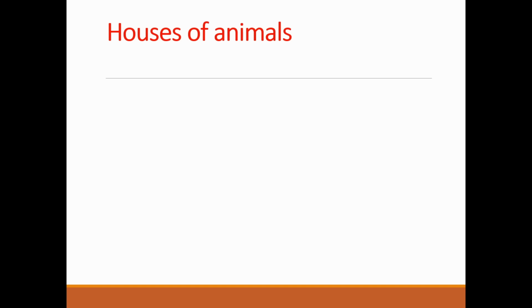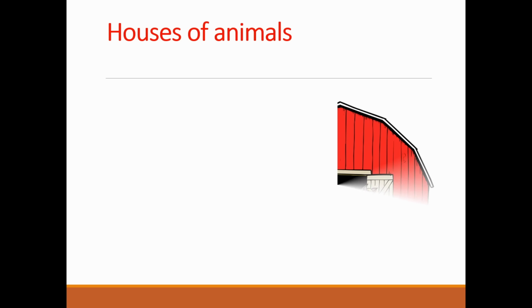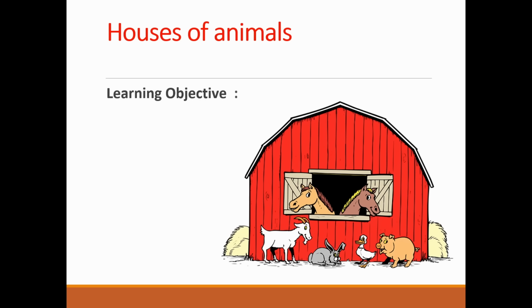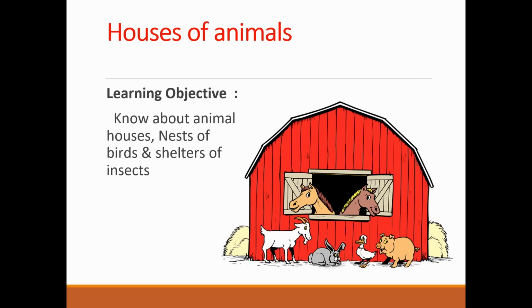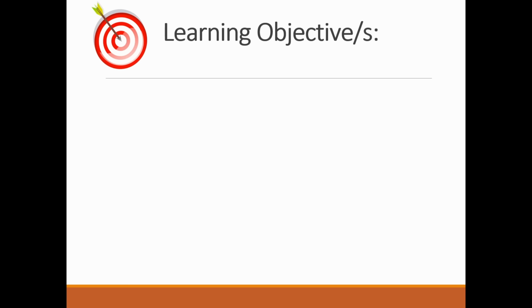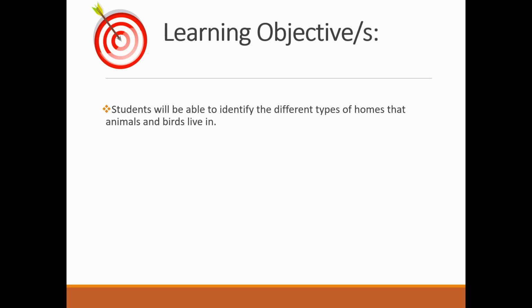Dear teachers, in the lesson of Houses of Animals, in this period, the main core learning objective is to know about animal houses, nests of birds, and shelters of insects. Teachers, we will see the specific learning objectives of this topic. Students will be able to identify the different types of homes that animals and birds live in.